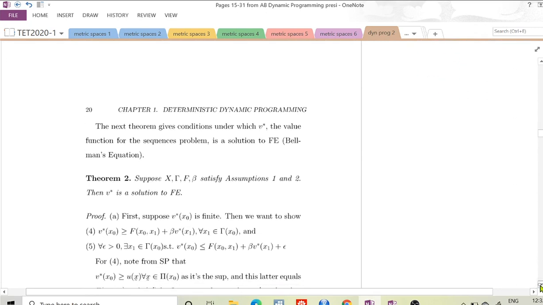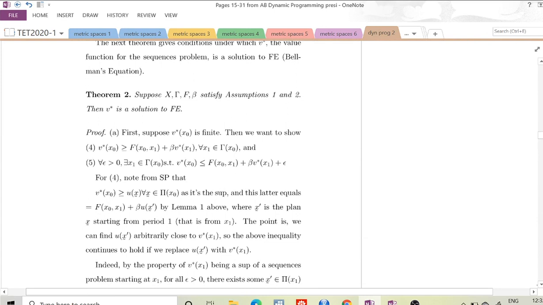So theorem 2 says that suppose the state space or set of states, feasibility correspondence, return function, and beta satisfy that the feasibility correspondence is non-empty and that the series, that's the limit of partial sums, exists. That's all. Assumptions 1 and 2. Then V star, which is the value function to the sequences problem, is a solution to the Bellman equation or the functional equation.